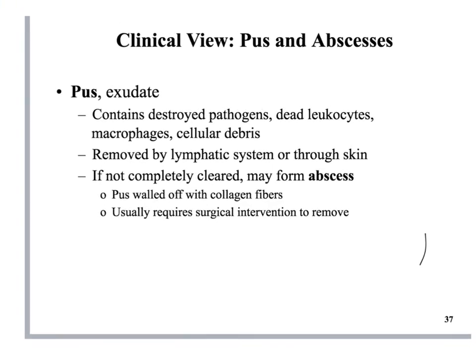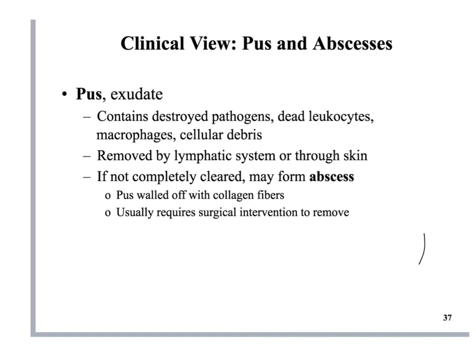Okay, and the last thing I want to talk about is pus and abscesses. Pus is an exudate, meaning it's what's left over after the fluid of increased capillary permeability and before it gets in the lymph. That's what's left over, right? It has destroyed pathogens, dead leukocytes, macrophages, cellular debris. It's like this green, sticky fluid, okay? And when you see it, it's usually removed through the skin, right? Or it can be removed by the lymphatic system.